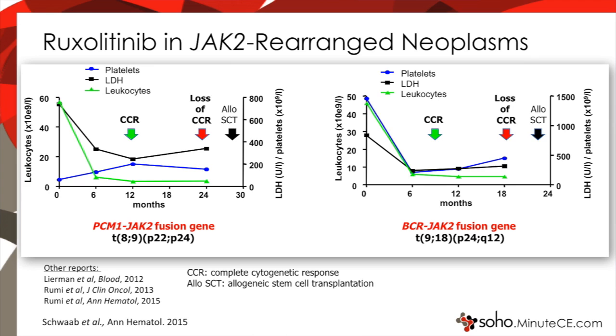So in this slide, we see 2 examples of patients, one with a PCM1-JAK2 fusion, another patient with a BCR-JAK2 fusion that had been treated with Ruxolitinib. These patients achieved a hematologic remission and complete cytogenetic remissions, but those responses were actually fairly short-lived, and ultimately these are patients that needed to undergo a transplant in order to get prolonged disease-free survival.